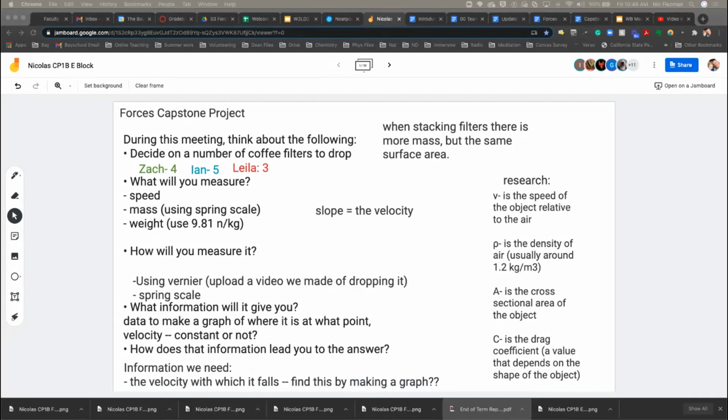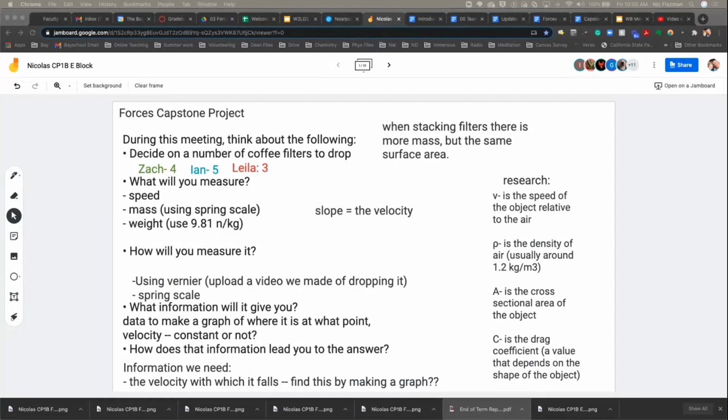And if the velocity is constant, then we will know that the forces are balanced, and that means that the drag force has to be the same as the gravitational force. So we're going to use that information to try to find the answer depending on whether it's constant velocity or not. And we also know that the slope is the velocity, so when we make a graph, we can also analyze that.